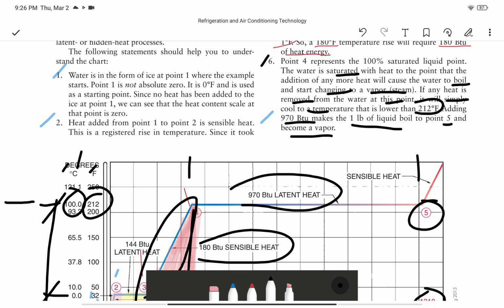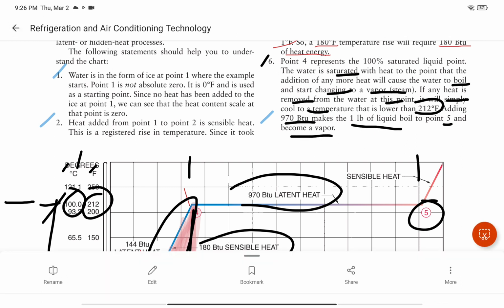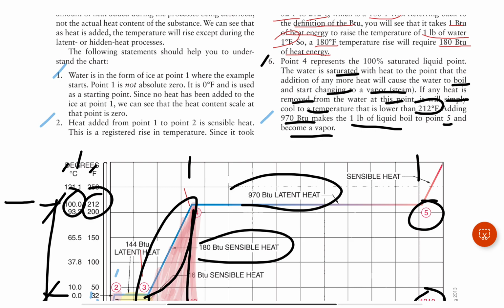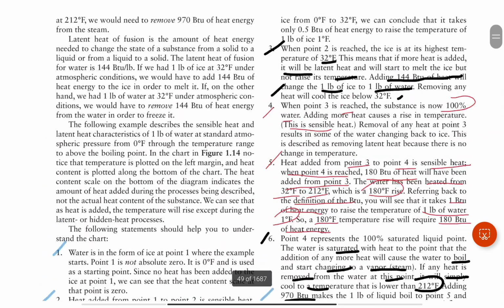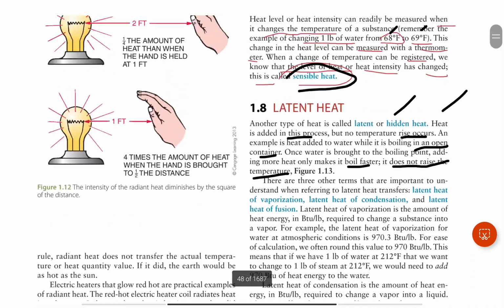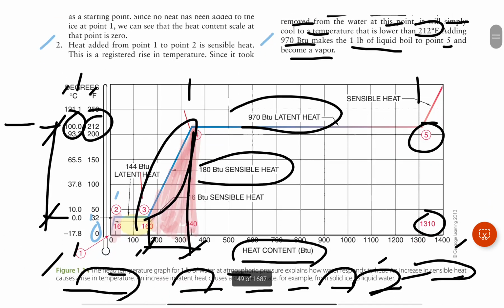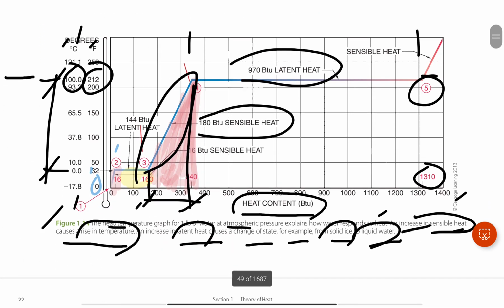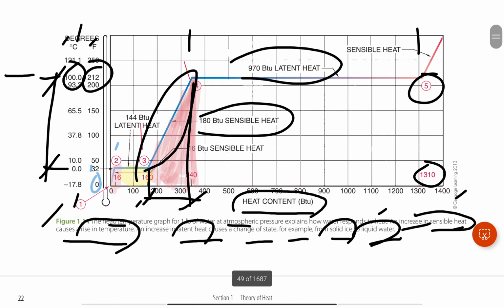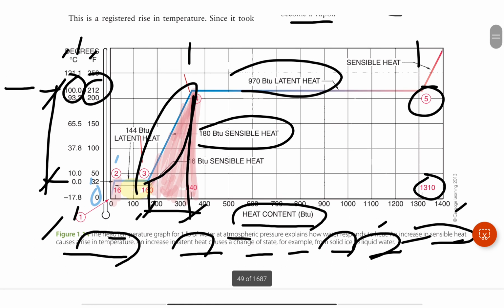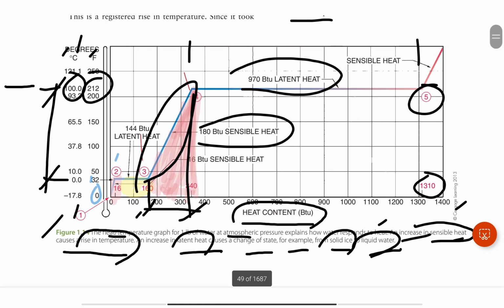Okay? So that is a short story of our sensible heat and latent heat, using a diagram of temperature and heat.